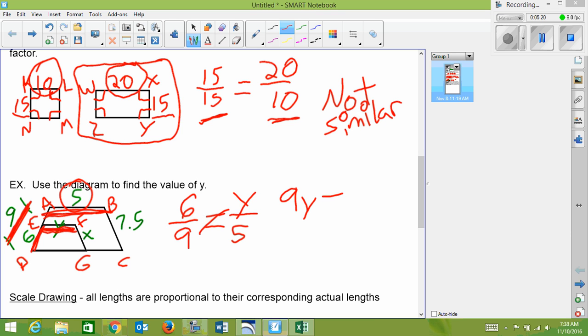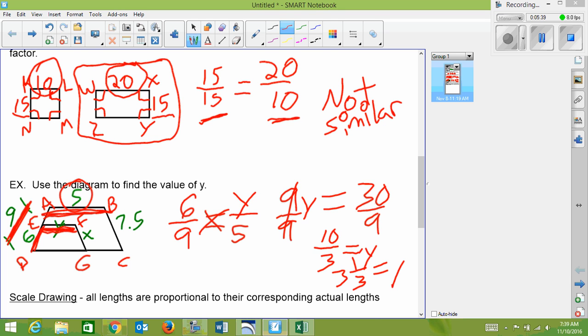So 9 times y, 6 times 5. Divide both sides by 9, and I can reduce that by 3. So 10 over 3 equals y. Or you could change it to a mixed number and say 3 1/3 equals y. Same thing. So using your proportion to solve what's missing. We've done similar things like this before.